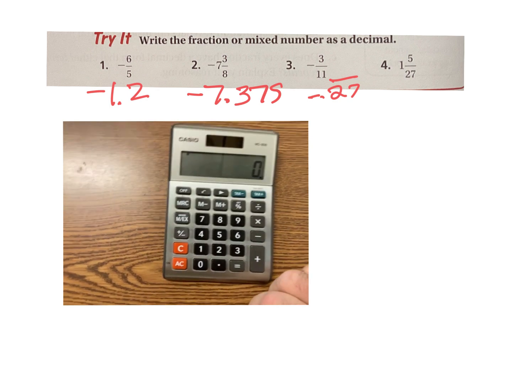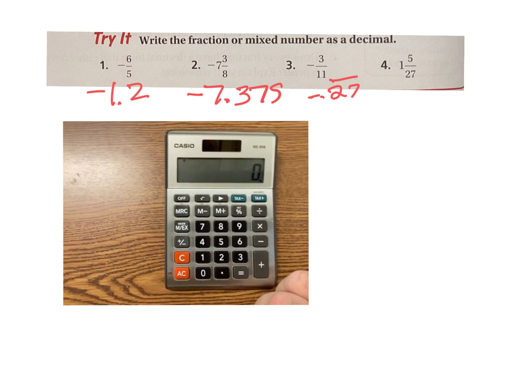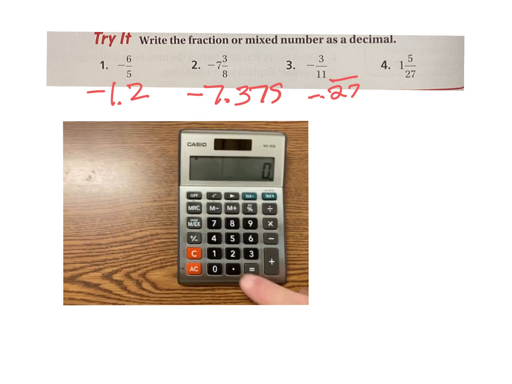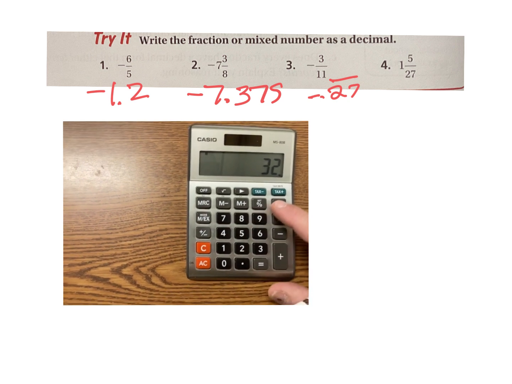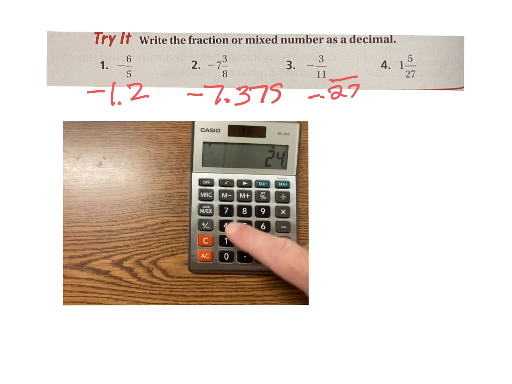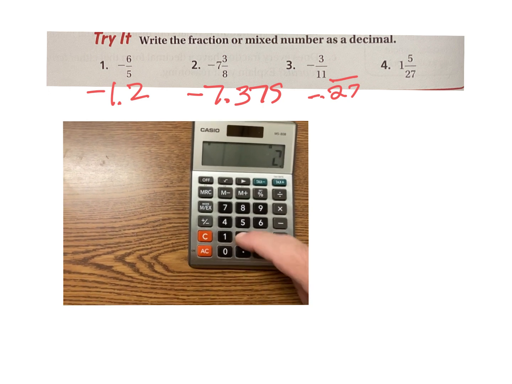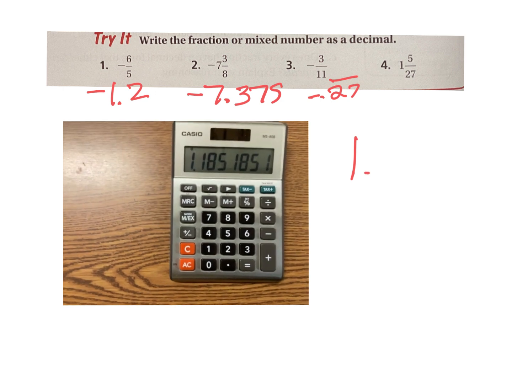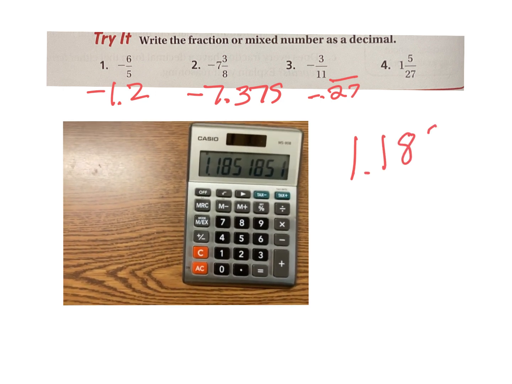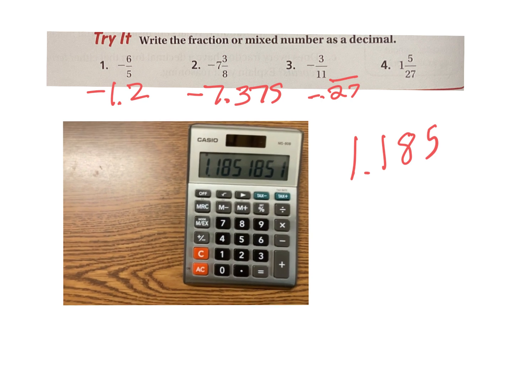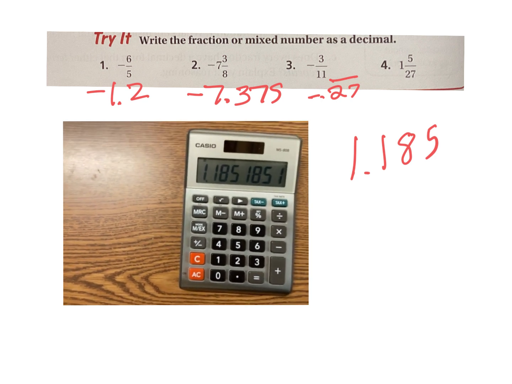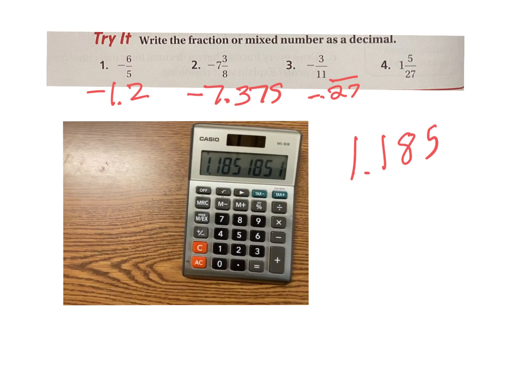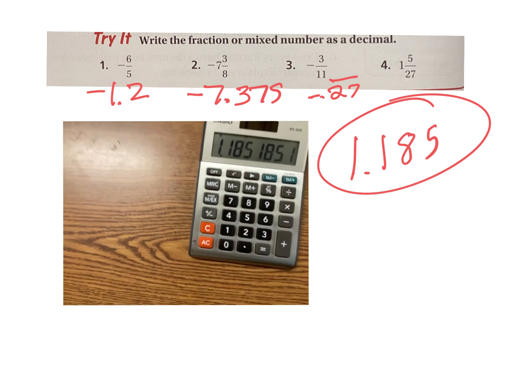Okay, now 1 and 5/27ths, I'm going to take it into an improper. 27 times 1 plus 5 is 32, so I do 32 divided by 27 equals 1.185, the 185, and then you have another 185, and then it's just going to repeat and repeat. Okay, so that's what that is.